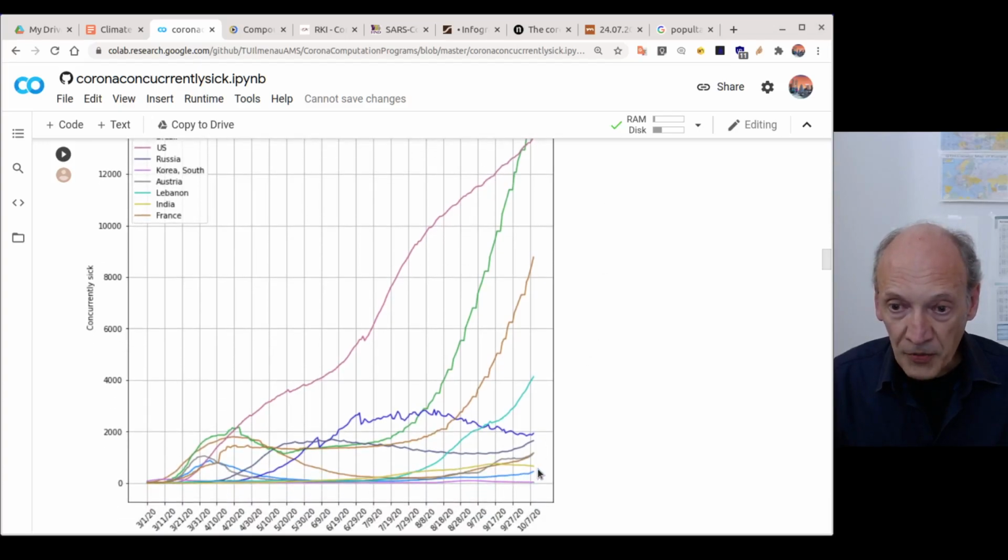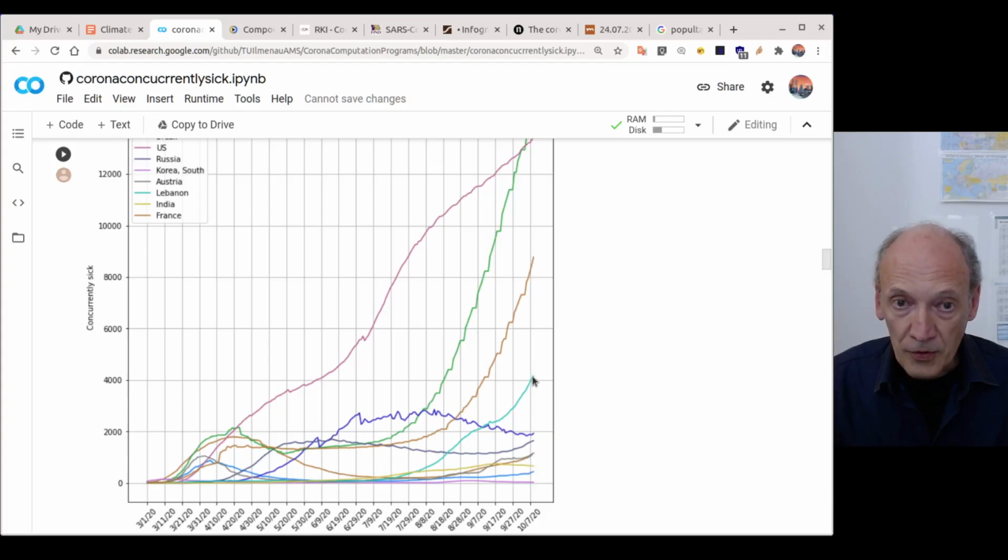Germany also becomes visible now. You can see here in March it had a peak at around 1,000 concurrently sick. Then it went down during the summertime and now it's going up again. So you can see a clear uptick in the last few days. But it's still relatively low compared to the other countries.